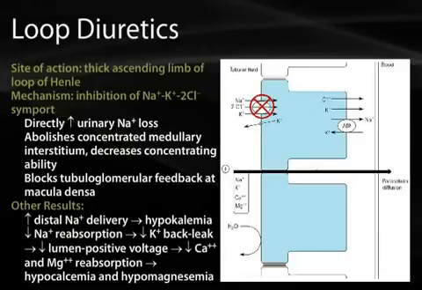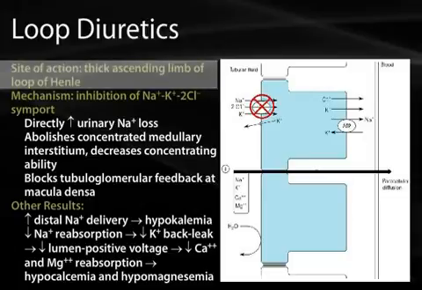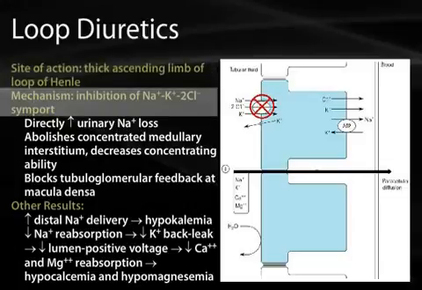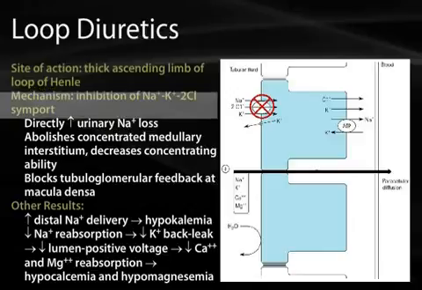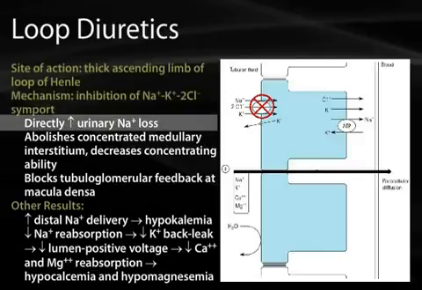Loop diuretics are certainly the most commonly administered diuretics in a clinical setting, and from the standpoint of USMLE Step 1, understanding their mechanism and their site of action is extremely important. The site of action is in the thick ascending limb of loop of Henle, and this specifically inhibits the sodium-potassium-2-chloride cotransporter. The effects are increased sodium and thus water losses.